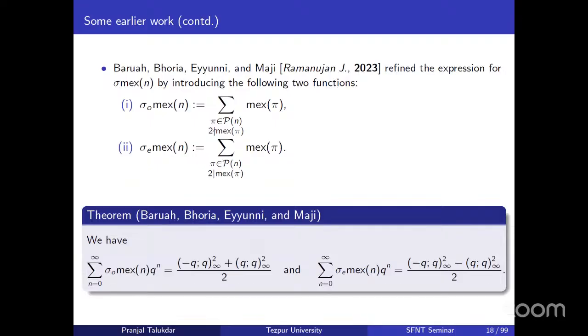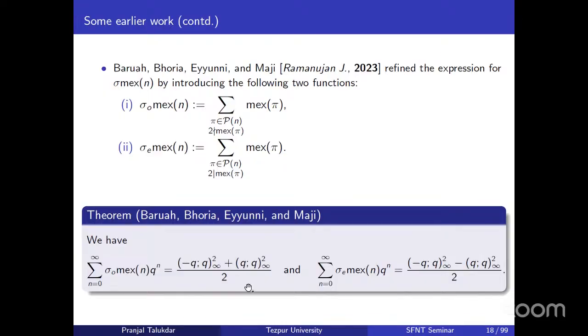Recently, Bhuria, Yuni, and Mazi refined the expression for sigma max by introducing two functions, which are basically two counterparts of sigma max. For the first one, they summed all the maxes which are odd, and for this one they summed all the maxes which are even. So they actually refined the summation of sigma max, and they proved that sigma odd max has this generating function and sigma even max has this generating function.